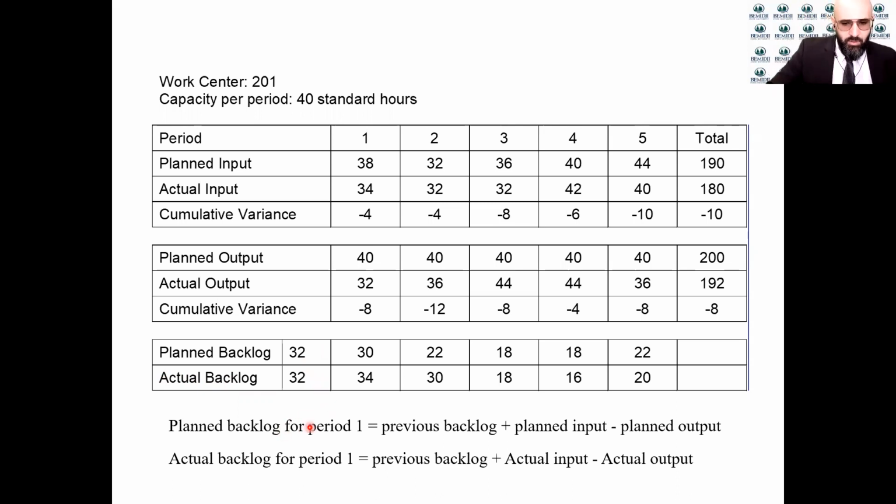For period 1, what we have to do is look at previous backlogs, so let's say how many backlogs we have. We have 32. For this here, 32 plus planned input, which is right here, 38, minus the planned output, which is 40. So as you see, 38 minus 40 takes care of planned input minus planned output. That will give you 30 units. Let's do one more time: 32 plus 38 minus 40, that would be equal to 30. And you do the same thing, and you will have an idea of the backlog for each of these weeks.